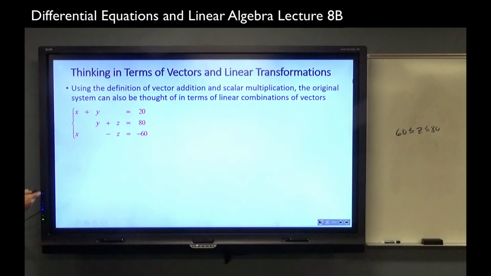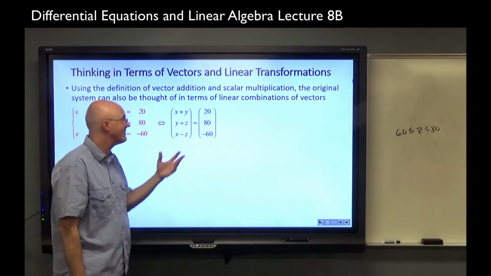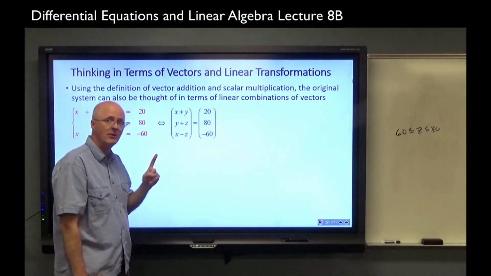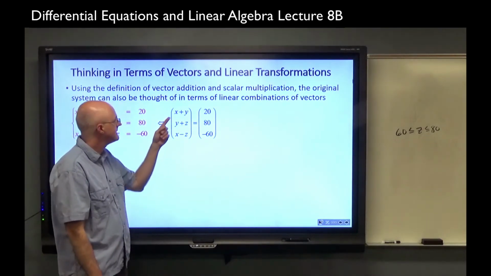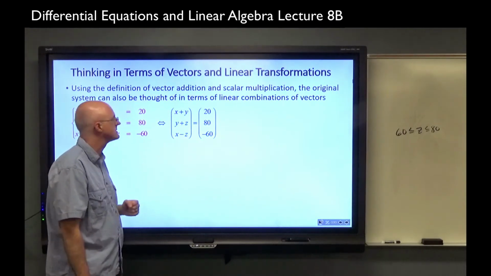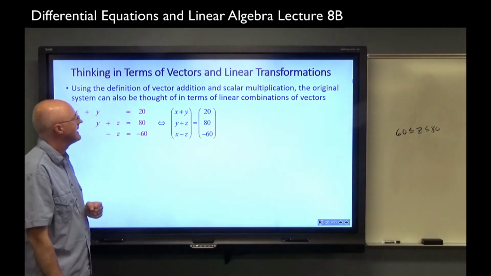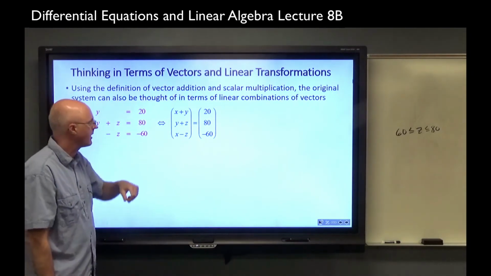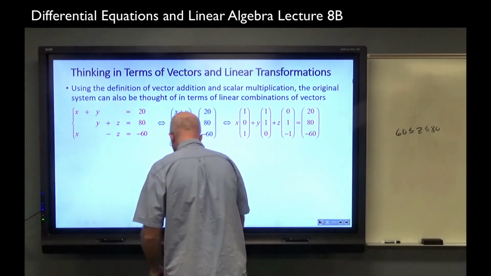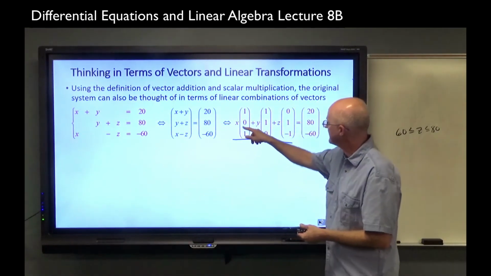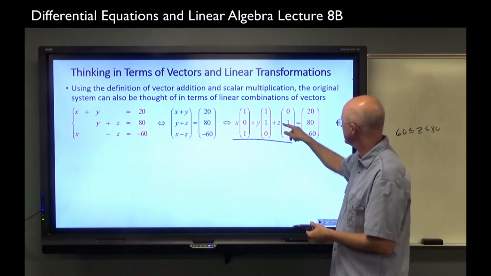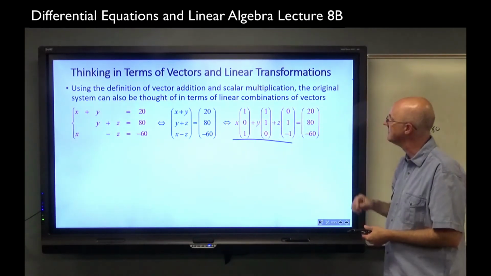I can think of this system of three scalar equations and three unknowns x, y, and z as being an equality between two vectors, a vector equation. One vector equation instead of three separate scalar equations, though I still have three unknowns for the components of the vector. And this can be broken apart like this, as a linear combination. Here's the linear combination: a scalar times one vector plus a scalar times another vector plus a scalar times another vector. That's called a linear combination.